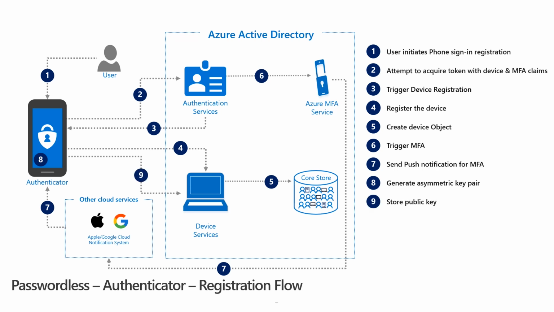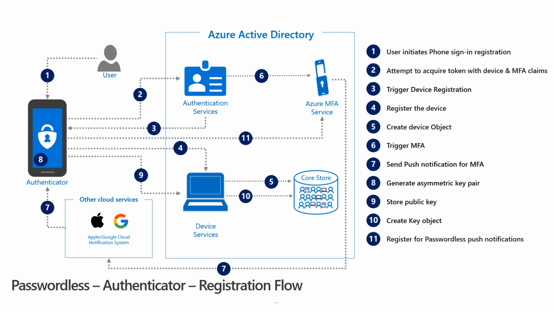The public key from the generated key pair is exported and sent to device services, which in turn creates a key object and places the object in the core store. The final step in this process is to register the user for push notifications for passwordless sign-in, which will result in a better user experience since the user will be promptly notified of the challenge. The notifications are sent to Authenticator app via the appropriate cloud messaging system for Google or Apple. Now that we are registered to be authenticated into our account, in a future video, we'll talk about what happens when you authenticate with this method.